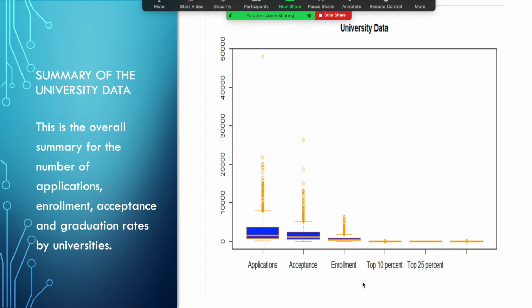So this graph shows an overall summary of the data. We chose to represent attributes that would give the most information about the universities. And the results are what you would expect. Out of everything, universities receive applications the most, followed by acceptances. The amount of people that end up enrolling is less than acceptances. The attribute all the way to the right is the graduation rate, which is the lowest out of all the attributes.